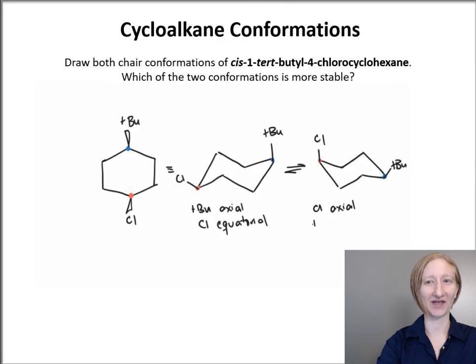So now to compare the energies of the conformations, I'll remember that the more stable or lower energy structure will have the least diaxial strain. So it will place the most groups and the largest groups in the equatorial positions. Here the tert-butyl group is much bigger than the chlorine. So the conformation that places the tert-butyl group in the equatorial position will be the lowest in energy, or the most stable conformation.